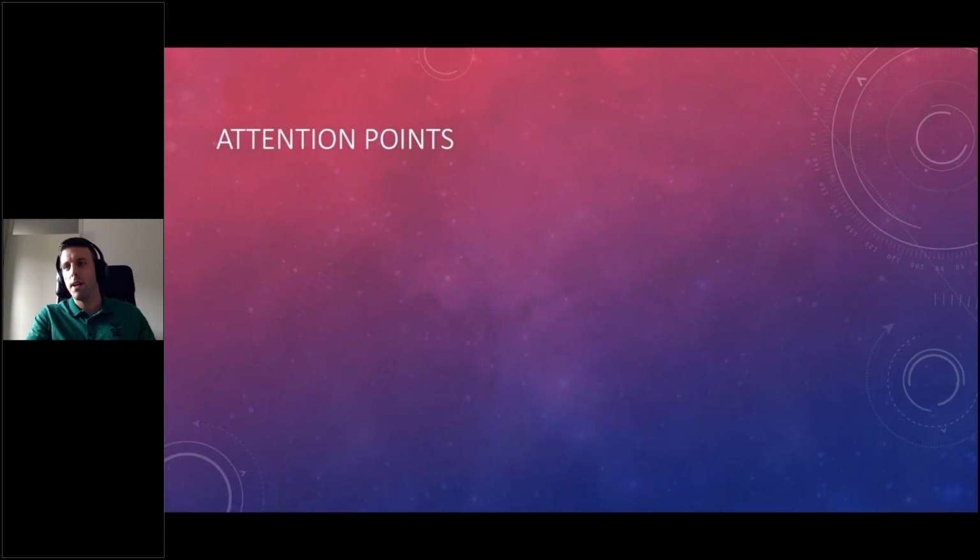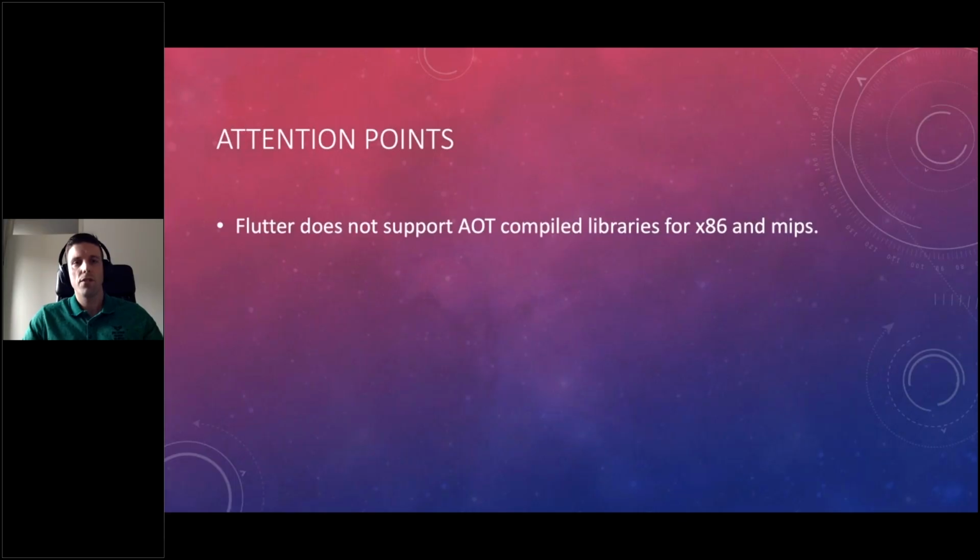Some attention points in regards to the add-to-app approach, because there are some things you need to be aware of. First of all, Flutter does not support 32 bits and MIPS processors. So if you want to start embedding Flutter, you need to make sure that you deprecate those processor architectures. And even more important, you need to set the correct ABI filters in your Gradle file. Because if you don't, people that have a 32 bit phone, for example, can still install your app, and then it will crash because the Flutter engine for that processor architecture cannot be found. So that's quite nasty.